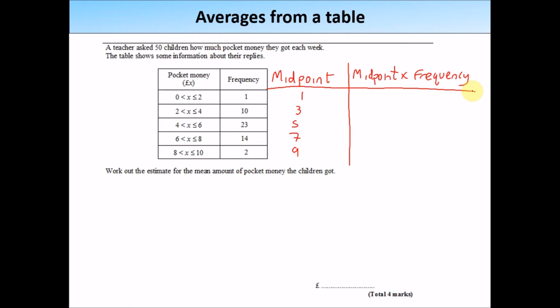Once you fill in the column, midpoint times frequency, 1 times 1 is 1, 10 times 3 is 30, 23 times 5 is 115, 14 times 7 is 98, and 2 times 9 is 18. Then we do the total of the midpoint times frequency. So I'm going to total up all of these numbers here. So 1 plus 30 plus 115 plus 98 plus 18, which gives me 262.